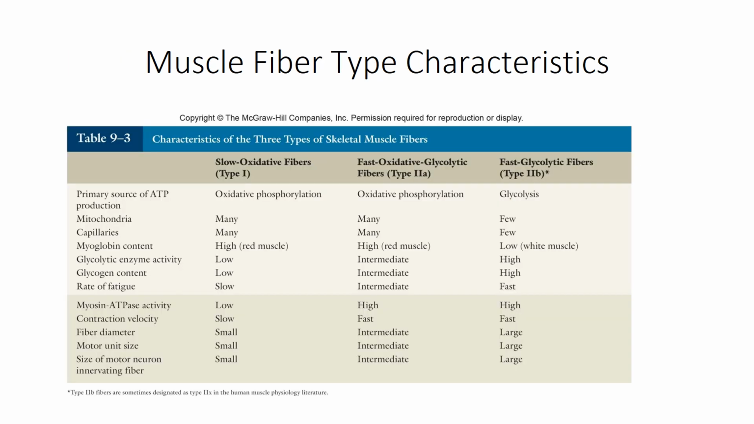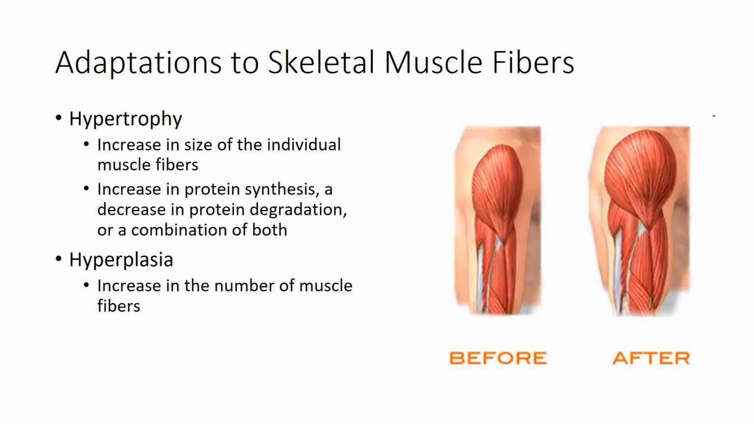Here's a table looking at the muscle fiber type characteristics for type 1, type 2A, and type 2X muscle fibers. As you can see, you can look at the primary source of ATP, such as either the oxidative system or the glycolytic system, and then you can also see some other measurements or other variables that are associated with these different muscle fiber types. The adaptation with skeletal muscle fiber is hypertrophy, which is the increase in muscle size, and this is due to an increase of the individual muscle fibers.